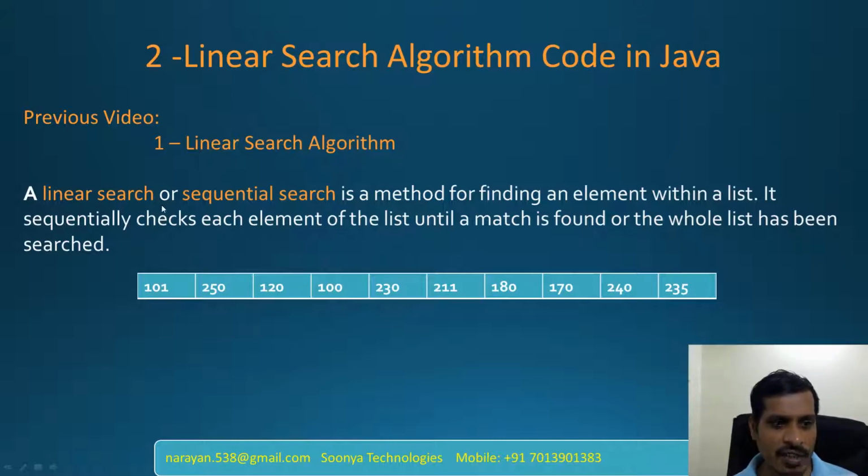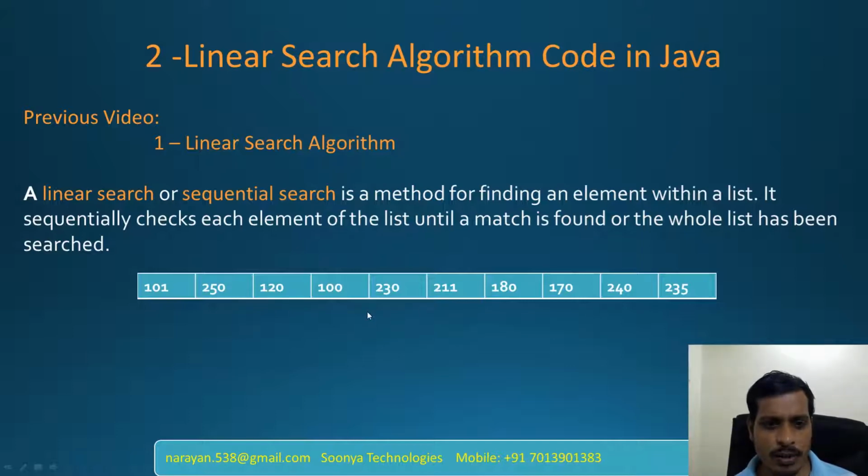A linear search or sequential search is a method for finding an element within a list. It sequentially checks each element of the list until a match is found or the whole list has been searched. For example, here we have a list of student IDs in the array. We need to check a particular student ID from this list. For example, I need to check whether 230 is available in this list or not.